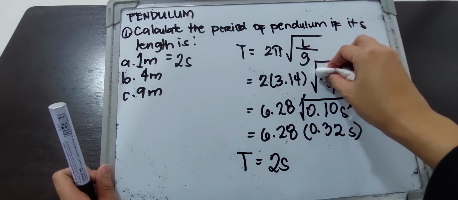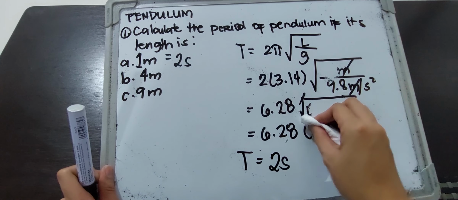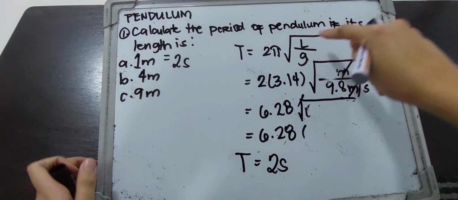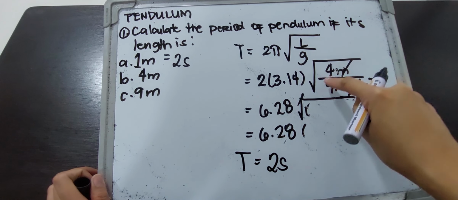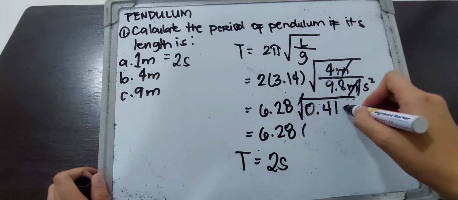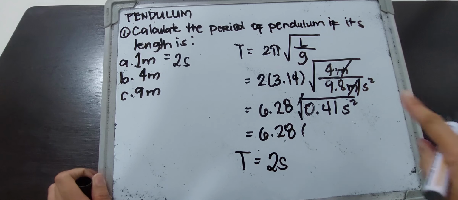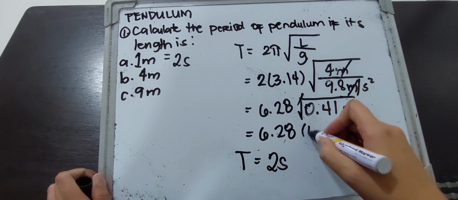I will just change this. Same lang yung formula. Baguhin lang natin yung mga product. So, ang length na niya is 4 meters. So, lagay natin dito. 4 divided by 9.8 is 0.41 seconds square. Kasi yung meters pa lang ang nakakancel. And the square root of 0.41 seconds square is 0.64 seconds.